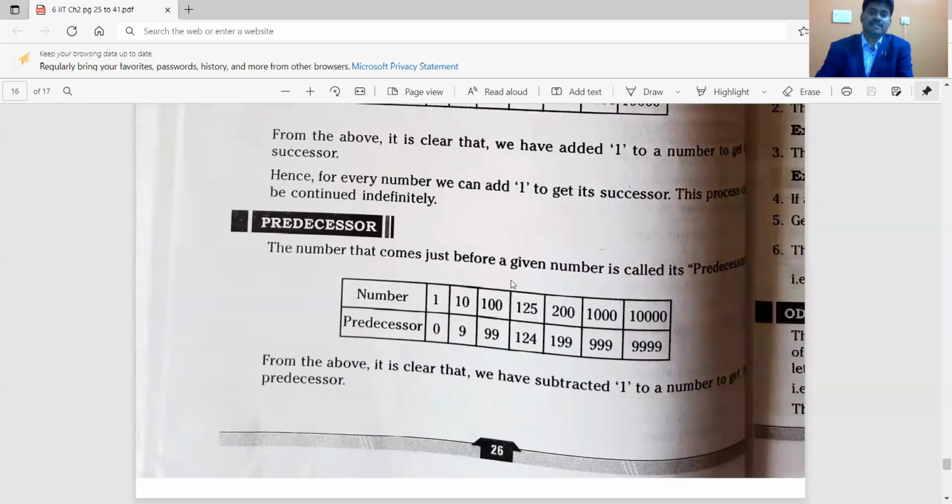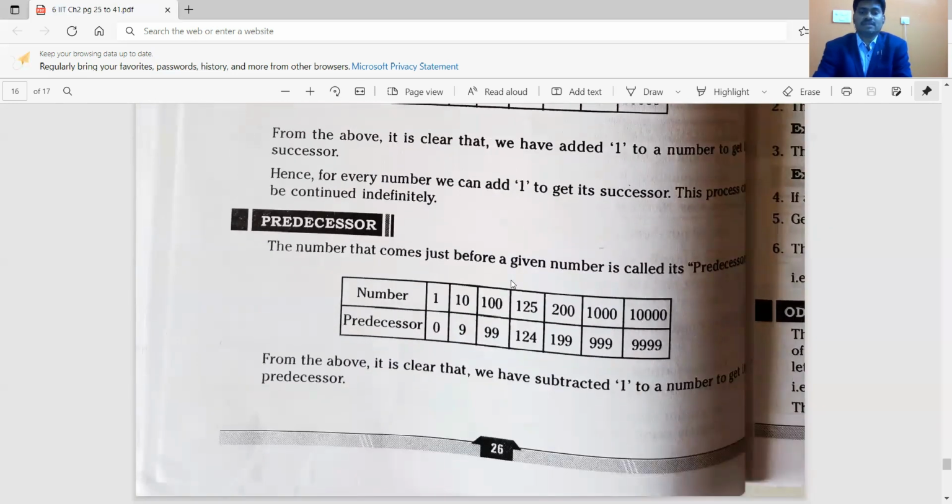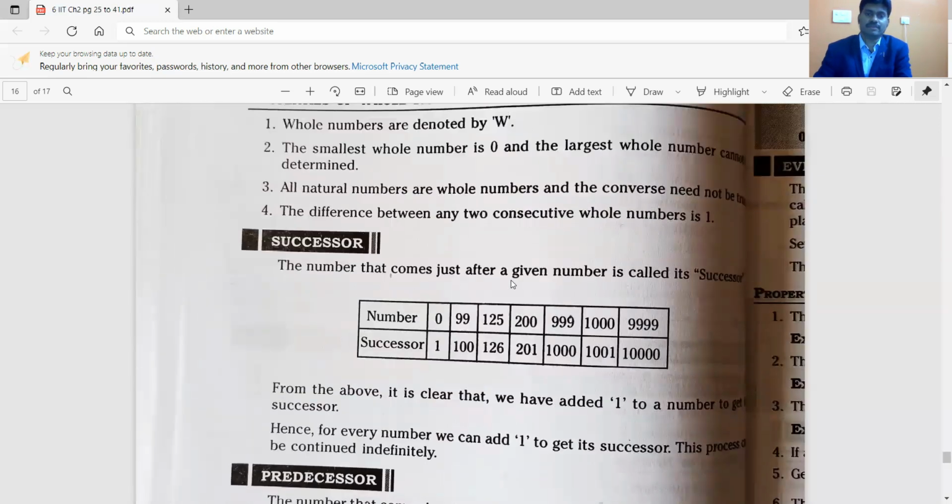And then predecessor. Predecessor means the number we get by subtracting 1 from the given number. So for 1 in the natural numbers, we don't get the predecessor of 1, but in whole numbers we will get the predecessor of 1. The predecessor of 1 is 0, okay, 1 minus 1. Likewise, for 10, 100, 125, 200, like that we will get all these numbers.